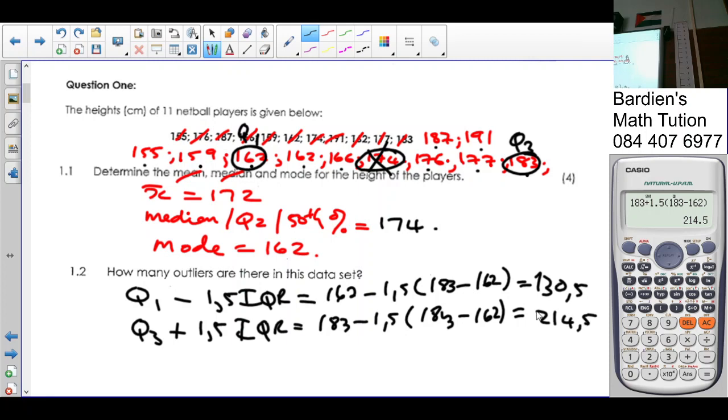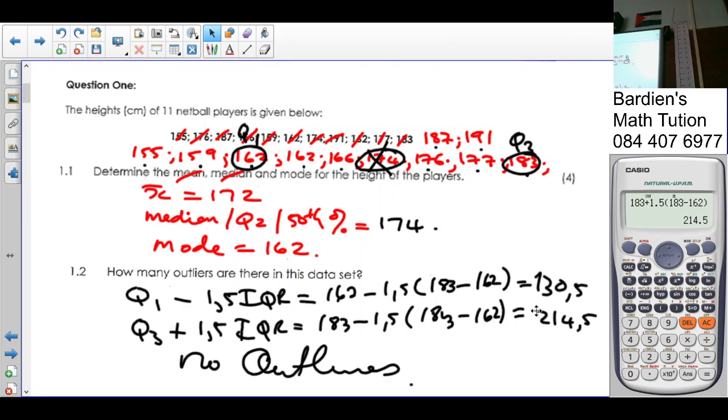Is there anything above? No. So no outliers. Normally an outlier lies far from the data set. If you're not sure, it's better to do a calculation like this.